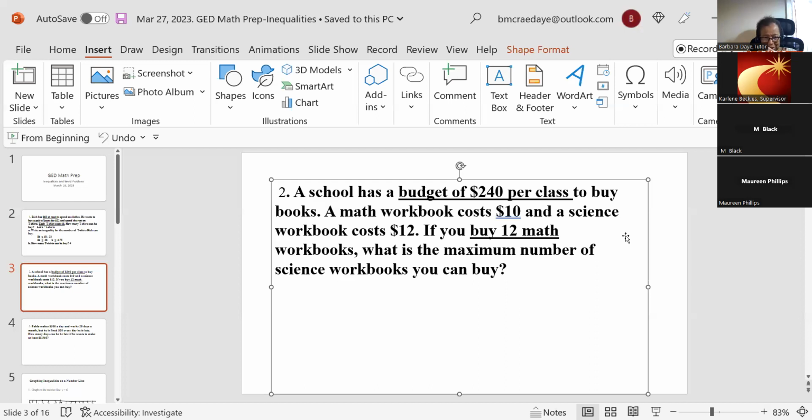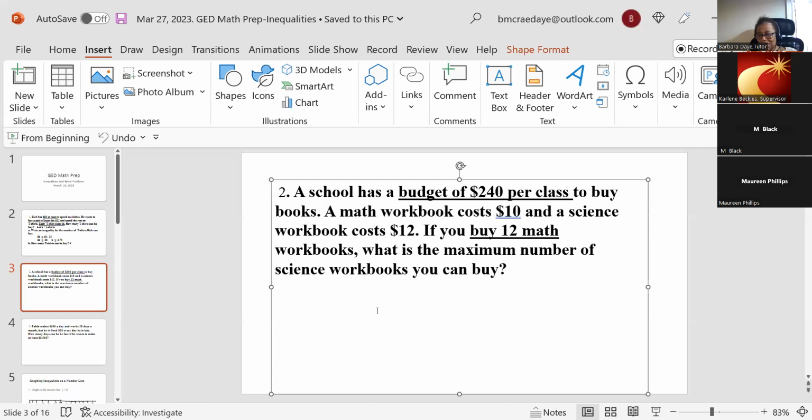120. So if you started out with 240, how much do you have left? 120. Okay, now if your science workbook costs $12 each, how many can you buy with that 120? Let's see, 120. 10. That's it, 10. See, I gave you nice, easy numbers. 240 minus 120 is 120.